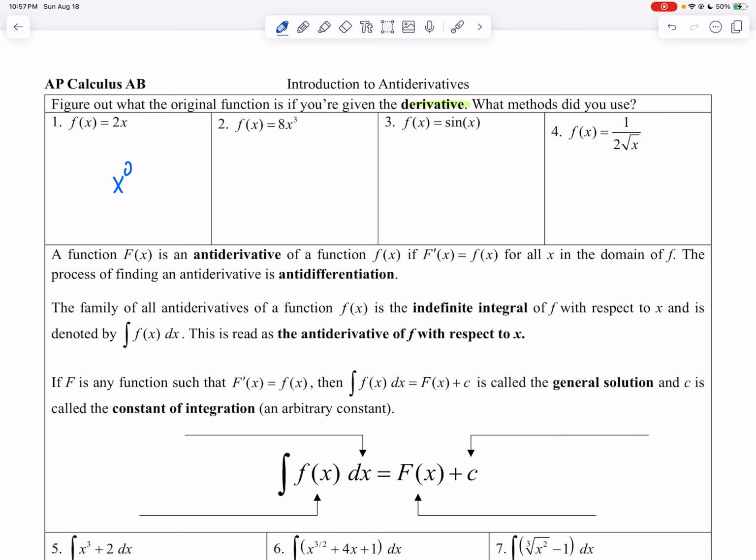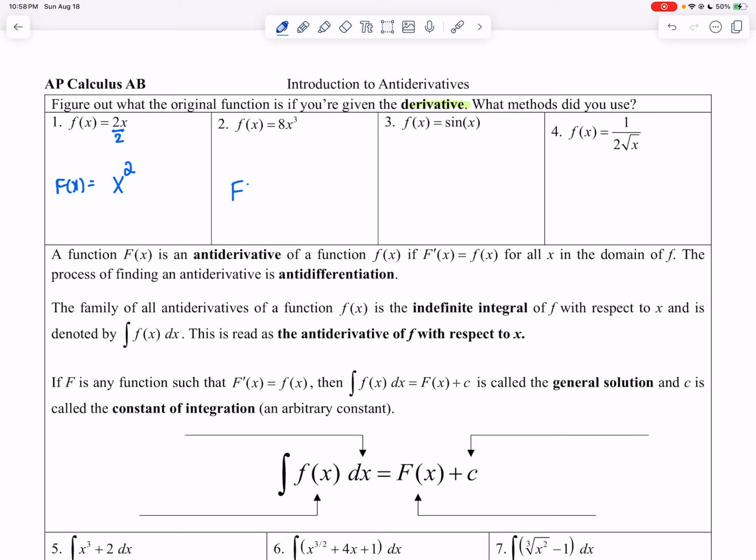In this case, that's going to be 2. And then instead of multiplying, I'm going to be dividing by whatever my exponent is. This is going to give me x squared. I'm going to check my work. The derivative of x squared is 2x.